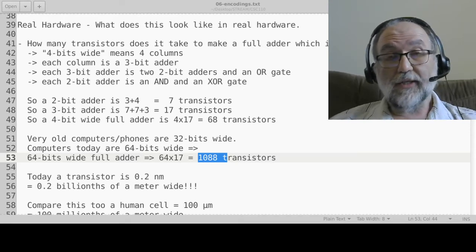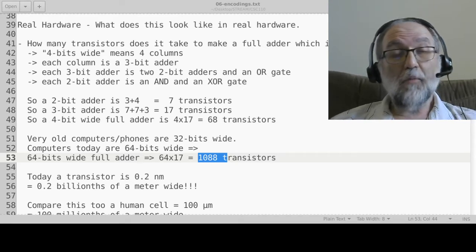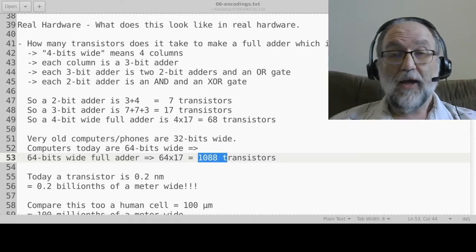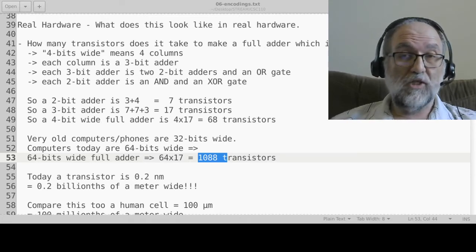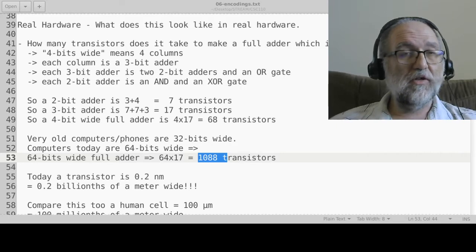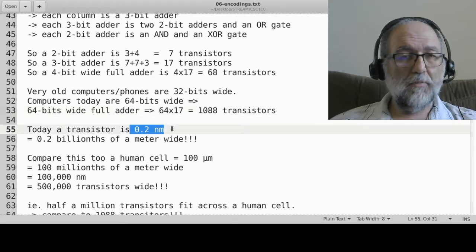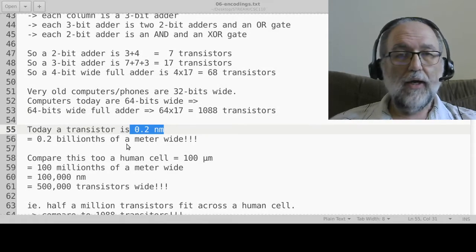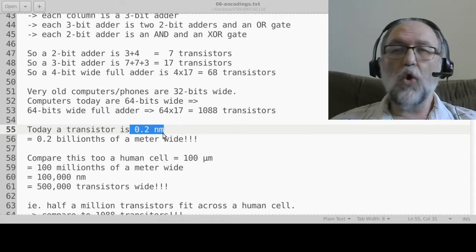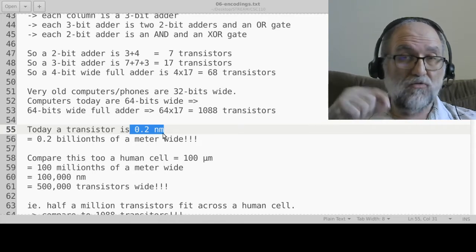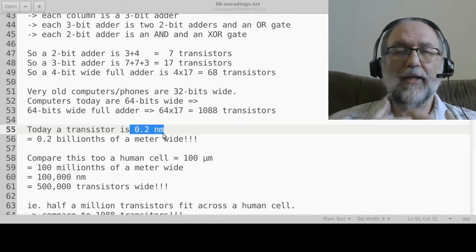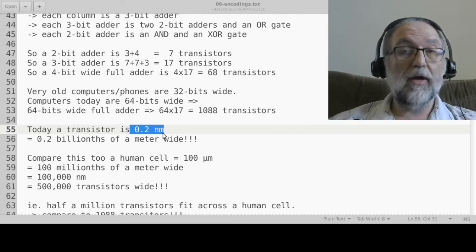Now let's ask ourselves a very simple question: how big is this circuit? You're going to be surprised at how incredibly small it is. The first thing is that transistors can be as small as 0.2 nanometers in size. I've got to be honest, I don't know if that is the current size of transistors, but that's assumed to be the ultimate limit, and we're very close to that.